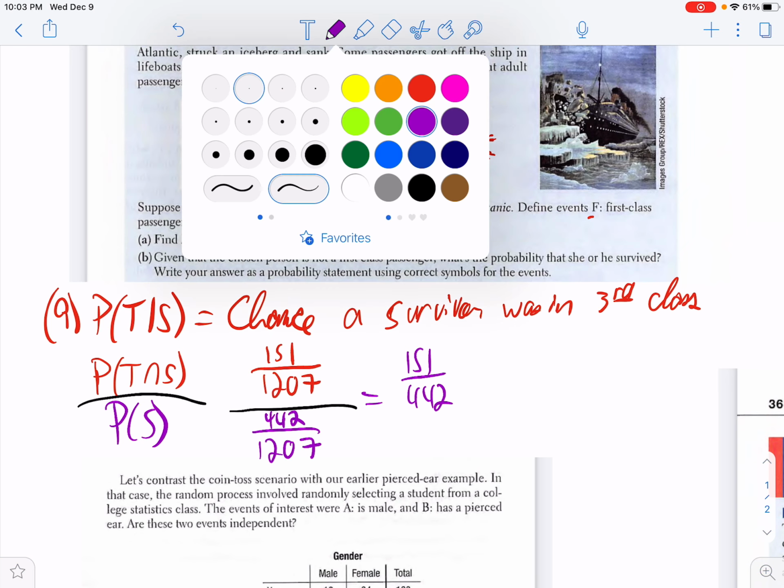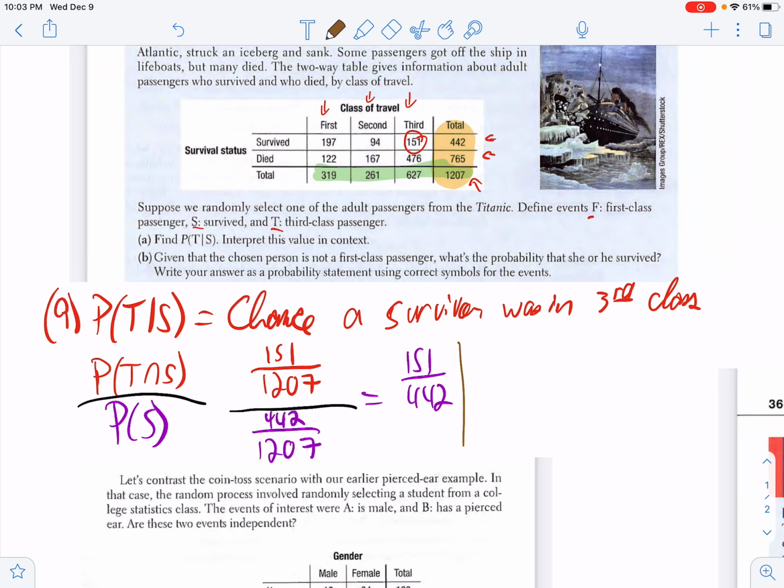But there's actually a different way of doing this as well. It gives us the same answer. We want the chance a survivor was in third class. So another way of thinking about that: given that I know I'm a survivor, what's the probability I'm in third class? So I only live in the survivors. So I start with how many survivors there are. That's my denominator, since we want to know the probability that I'm in third class given that I know I'm a survivor, and there's 151 people in third class. So there's two different ways of getting it.